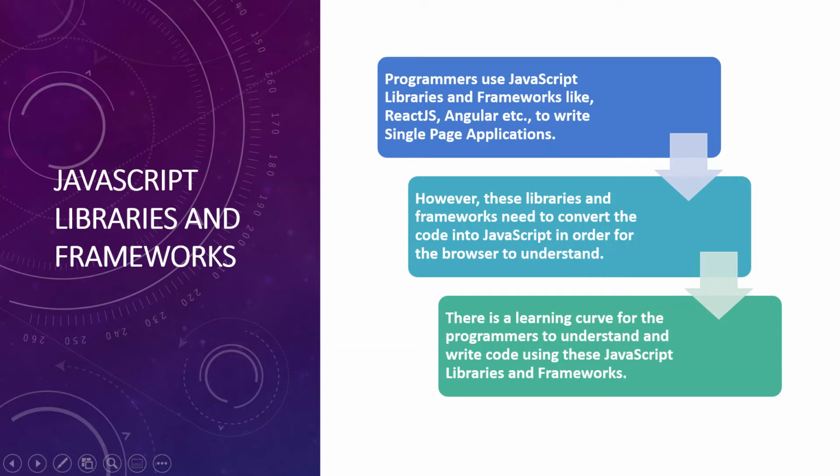So let us talk about JavaScript libraries and frameworks. Programmers use JavaScript libraries and frameworks like React.js, Angular, etc. to write single page applications. However, these libraries and frameworks need to convert the code into JavaScript in order for the browser to understand. There is a learning curve for programmers to understand and write code using these JavaScript libraries and frameworks.